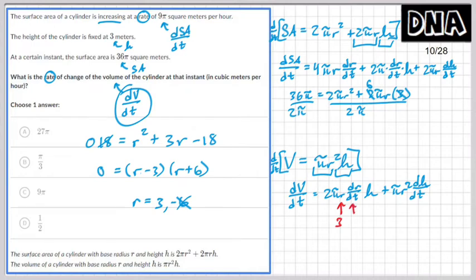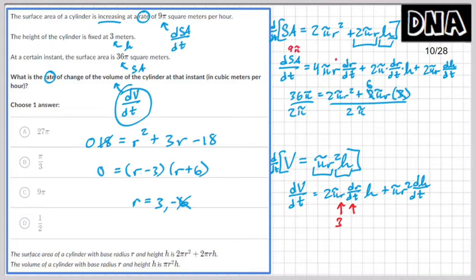Do I know what my dr dt is? Dang it! We got stuck again. Now, where do I find a dr dt? I see a dr dt in this, but that's not going to help us because we don't know what dv dt is. And I see a dr dt in this. Okay, hold on. Do we know what dSA dt is? Yes. Okay, what is that? That is 9 pi.